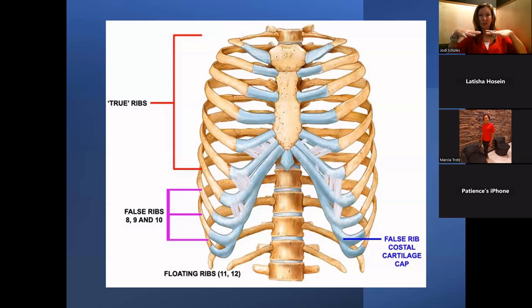1 through 7 touch the sternum. 8, 9, and 10 are false, but with the cartilage cap. So they're part of the cage. But then 11 and 12 are floaters. Yeah. Nice, huh? Nice review.